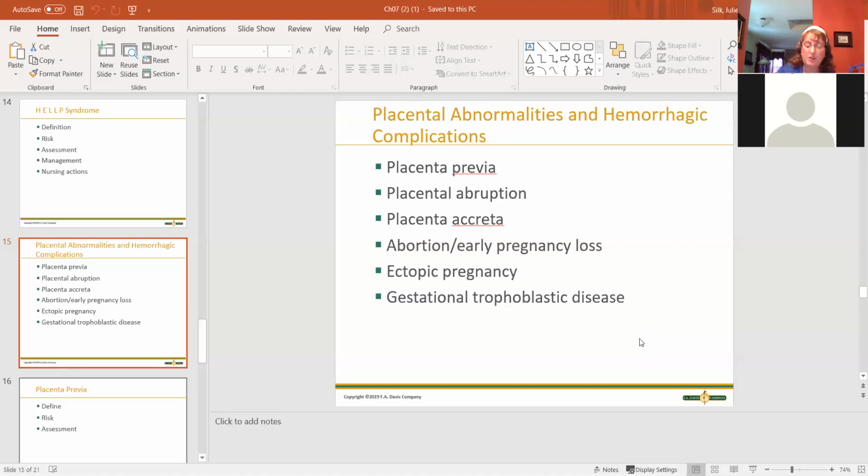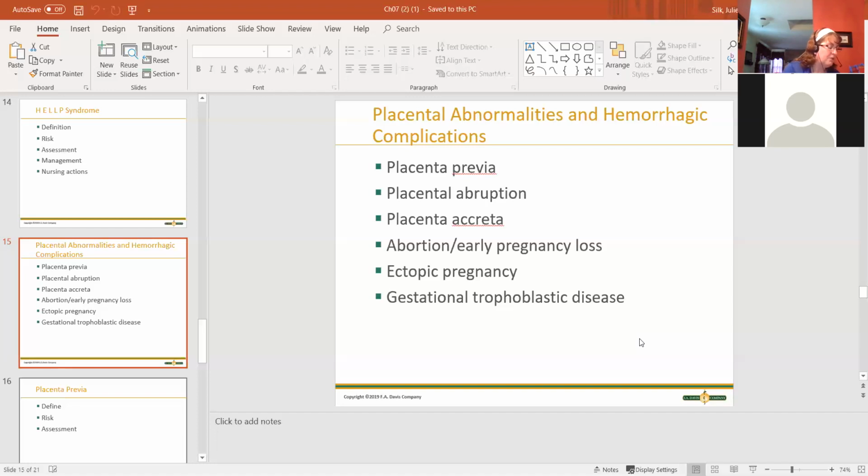Okay, the next one is placental abruption. What this means is you have a hematoma that forms, leading to destruction of the placenta next to it. So you have bleeding that's inside where the baby's at, inside the sac that the baby's in.